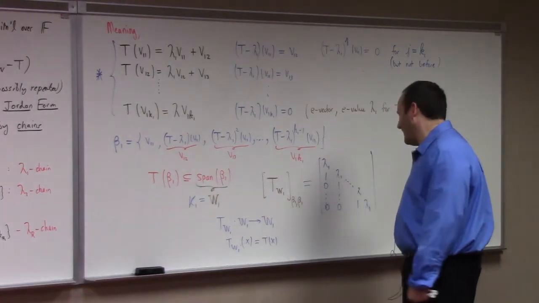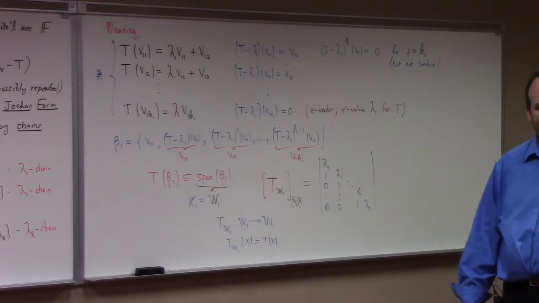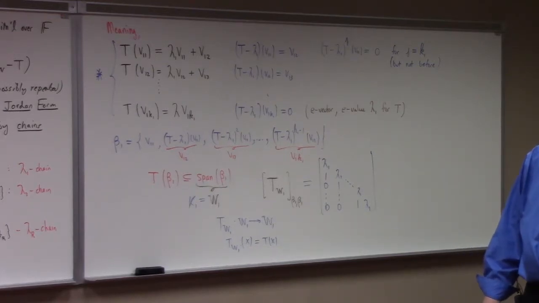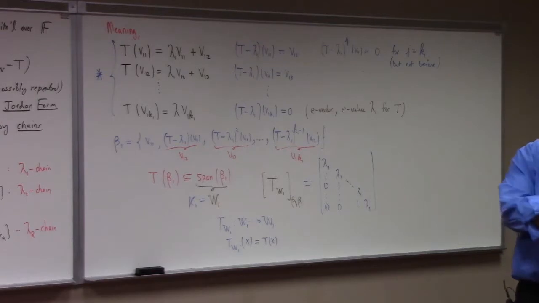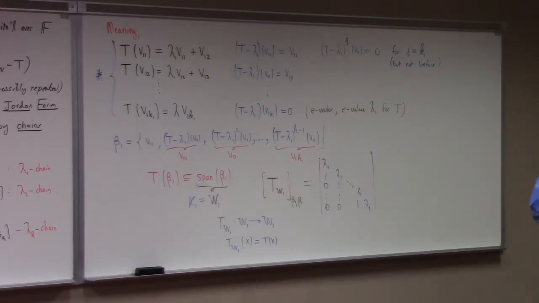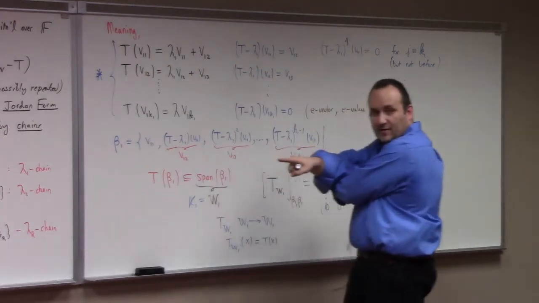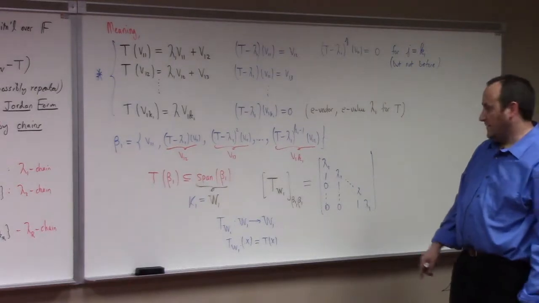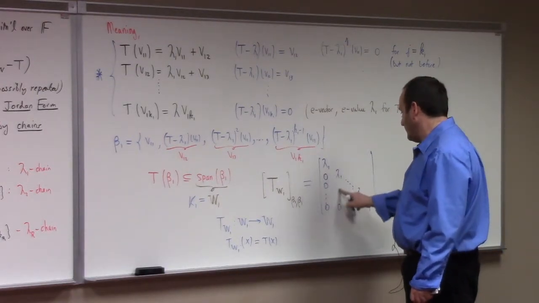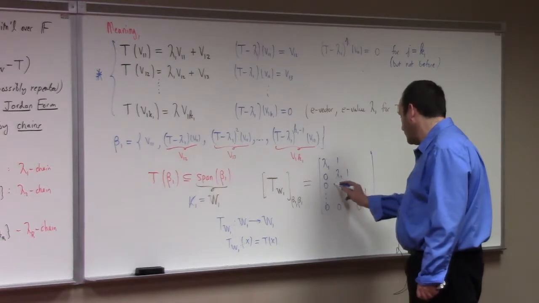I want ones on the super diagonal. What do I need to do to make that happen? So in other words, the first shall be last and the last shall be first. We put the eigenvector first and the generalized eigenvector last. If you turn the order of the basis beta around, then we get the same thing but with ones on the super diagonal, which is what I want because that's what's in Dummit and Foote and that's what's more commonly done. All right?